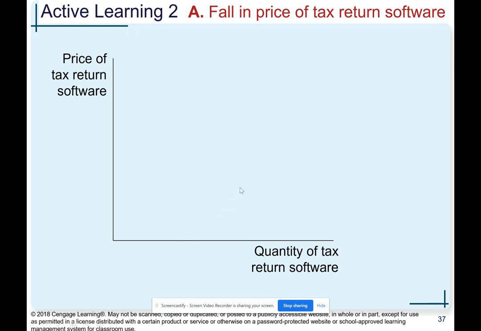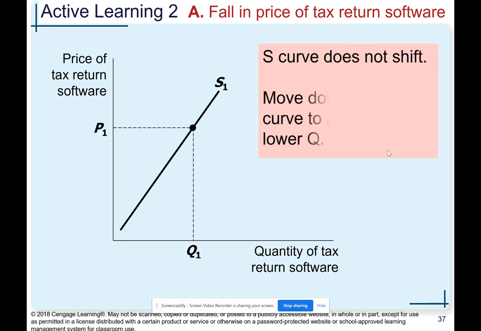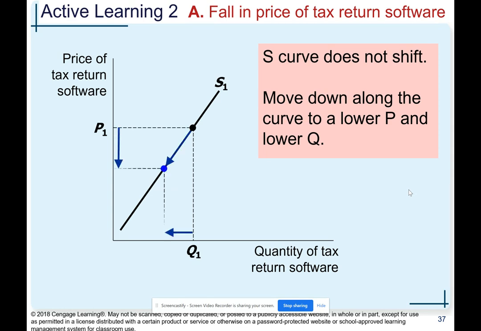Let's look at the answer. Number A, a fall in the price of tax returns. We start with S1 and the corresponding P and Q1. The supply curve does not shift. It moves along the curve to a lower price. Okay? A fall in the price of tax returns is not one of the determinants that shift the curve. Own price is a movement along an existing supply curve.